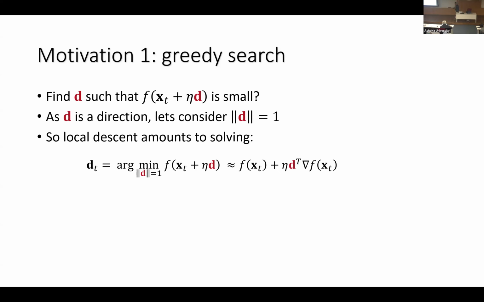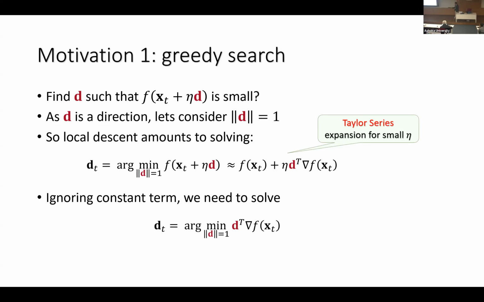But obviously, I don't exactly want to solve this, because I don't want to solve an optimization problem while I'm doing optimization. I just want to approximately solve it, and that's what gradient descent does. How does it approximately solve it? It approximates this function with its first order Taylor series. Once you look at this, you can easily realize that for small eta, this is the expansion, and d transpose gradient, the directional derivative of f along d, is minimized for d equal to the negative gradient.